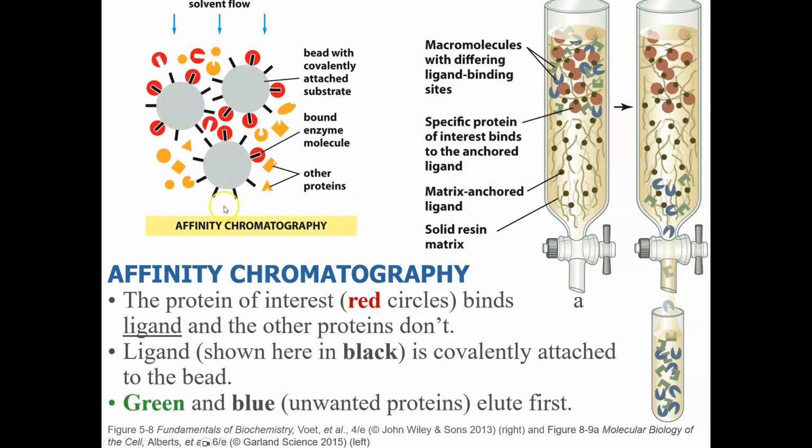Here's another picture from another textbook where they show the bead and the ligand here are little sticks, and it shows that these red proteins can bind to the ligand because they have a binding site for it, but all of these other orange proteins aren't able to bind because they don't have a binding site for the ligand.